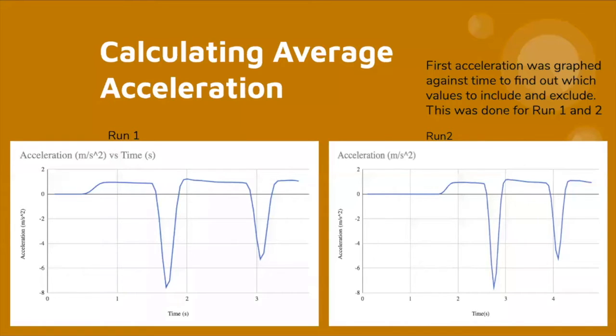So based on that, we looked at the whole data and we averaged out certain values that we thought were not under the influence of magnetic force. So the acceleration versus time graph for run one and run two, as you can see here, we have taken the flat-ish consistent trends that we thought are not influenced by magnetic force for run one and run two.